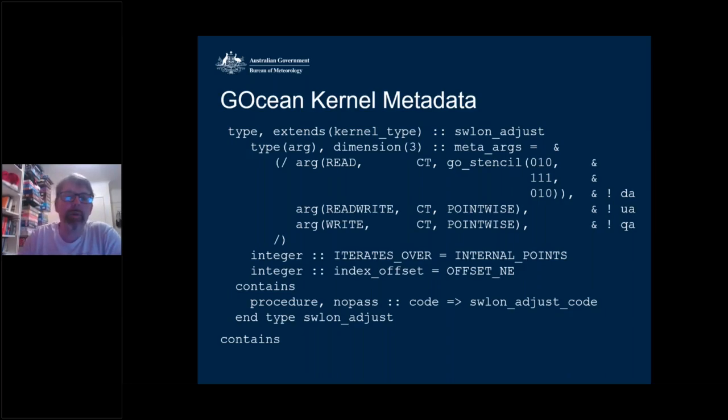Now the other important thing that you need to specify is, remember, the loops are gone. PSyclone needs to know what the loop boundaries are. So you need to specify what elements of this array it is iterating over. In this case, it's set to internal points, meaning it's only handling internal points, nothing on the boundary region around this kernel. And then it contains a procedure pointer here to the actual code.